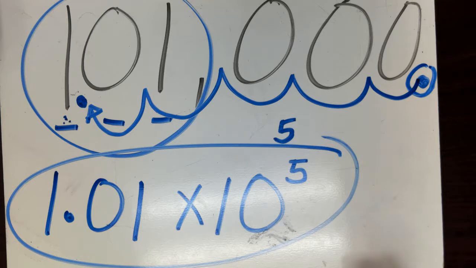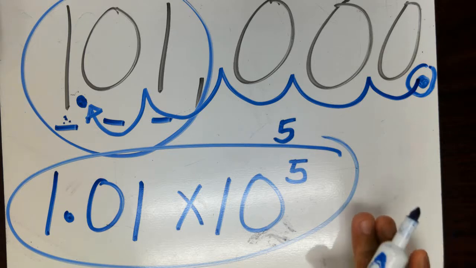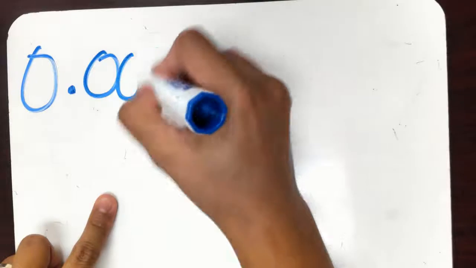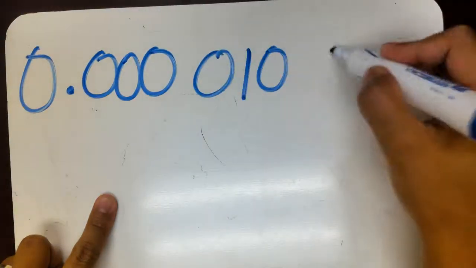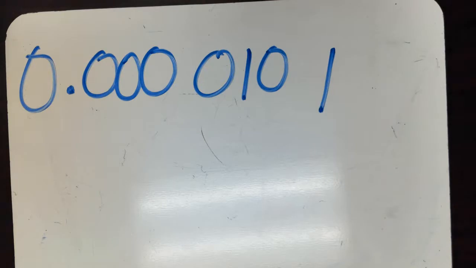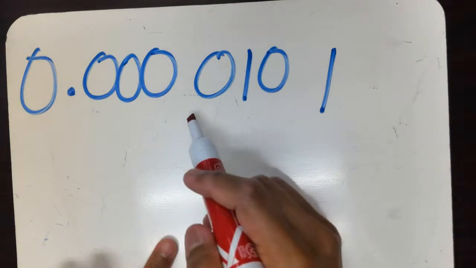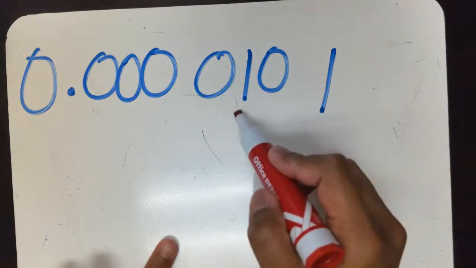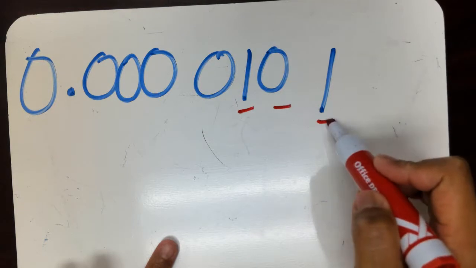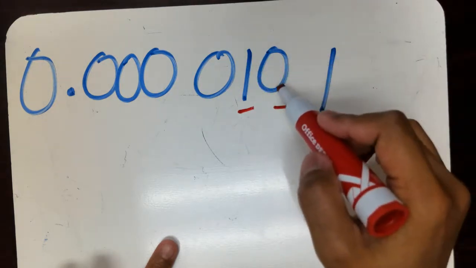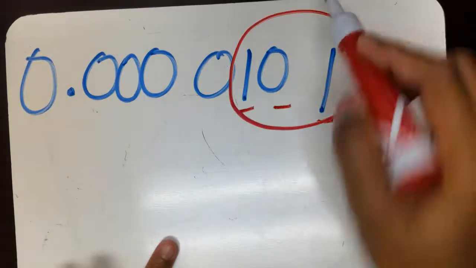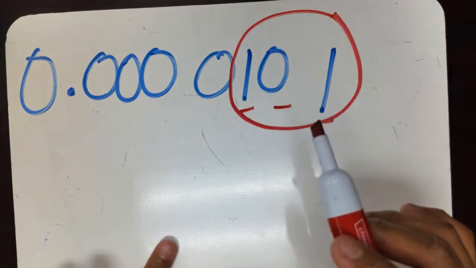Last number. Any questions so far? Clear? Okay. Last number. We have 0.0000101. How many significant figures do we have? Do we count the left zeros again? No. So we count here. 1, 2, and 3. The 0 is in between, so that's counted there. So we encircle. That's what we will write in our scientific notation.